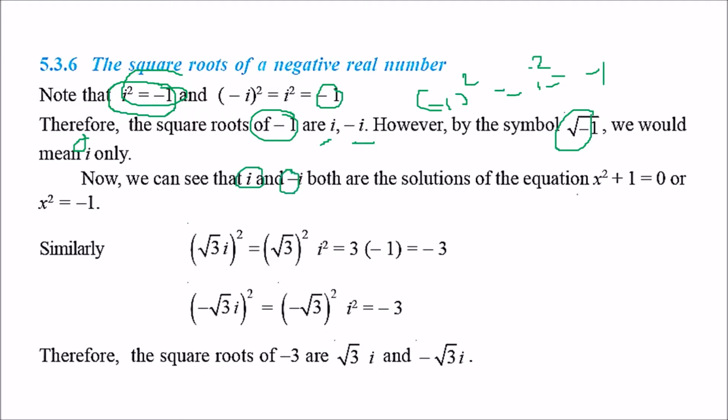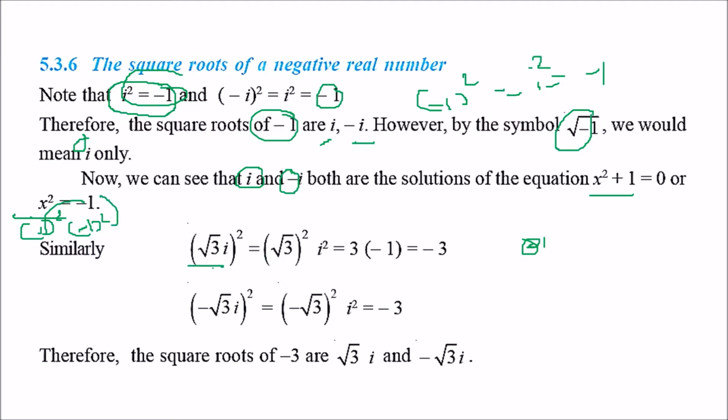What we are getting here is i and minus i. These are the two solutions for x square plus 1 equal to 0, that is x square equal to minus 1. So in this case, either you place i square or you take minus i square. It will give you minus 1 only.